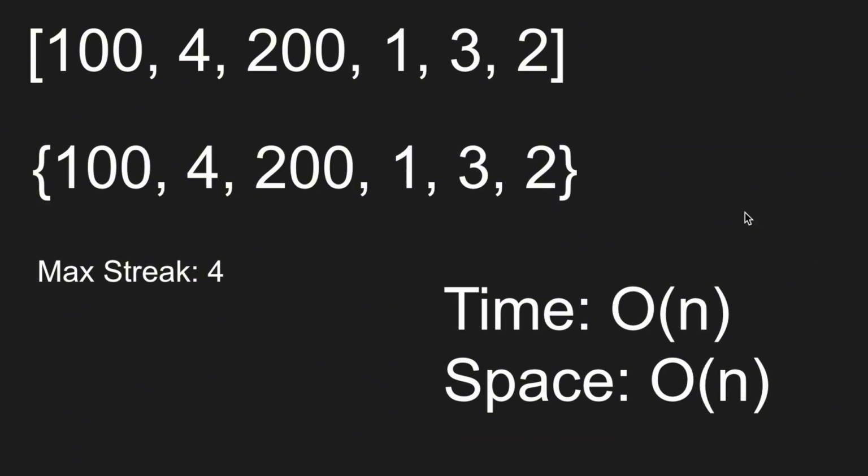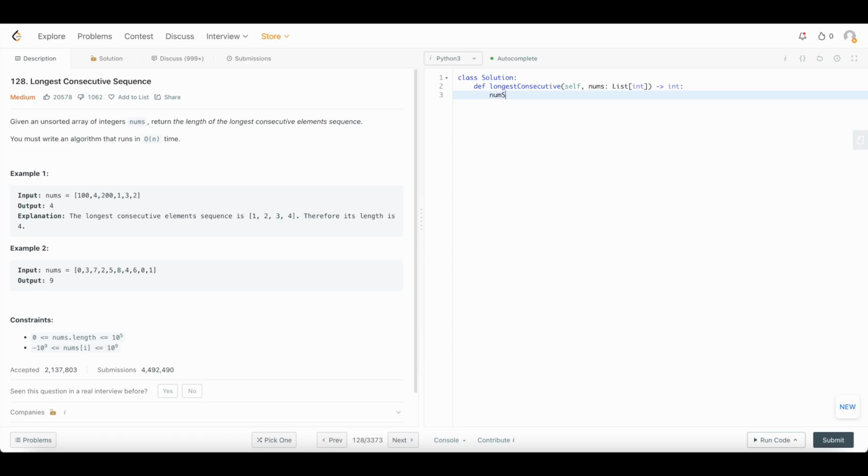So now let's get to the coding part. First we're going to change the array to a set, and we can call it num_set. So num_set equals set of nums. And then we're going to set the streak variable to 0. We'll call it longest. Longest equals 0. And now we're going to loop through the set.